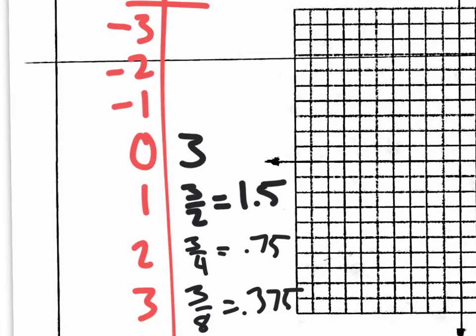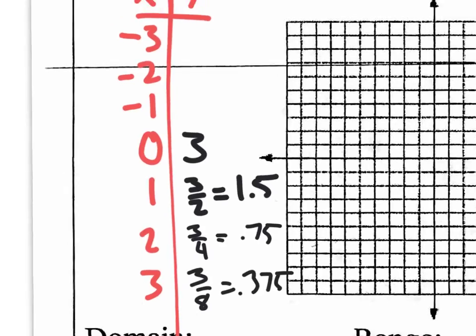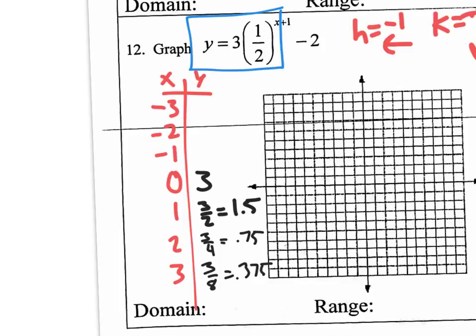So if going this way we're multiplying by half, going backwards we'd have to multiply by the reciprocal of 1/2, which is multiplying by 2. Okay? So right here, from here to here, we multiplied by half, so we're going to be multiplying by 2. So 1.5 times 2 is 3. The next one would be times 2, that would be 6. And then times 2 is 12, times 2 is 24. And you're not going to use those because it's only a 10 by 10 graph. So let's graph what we have right now.